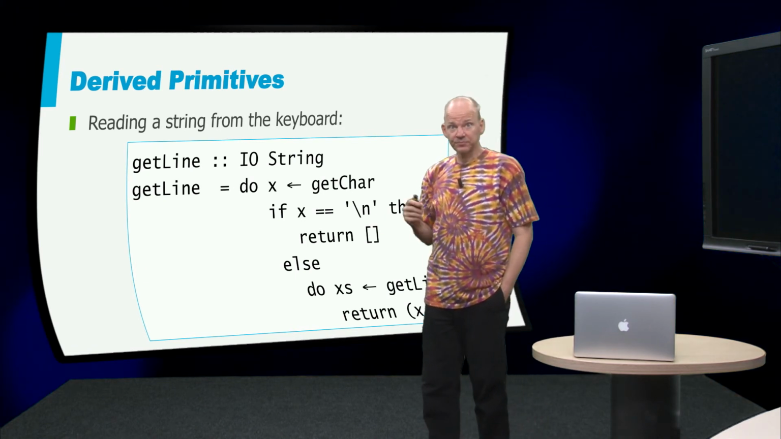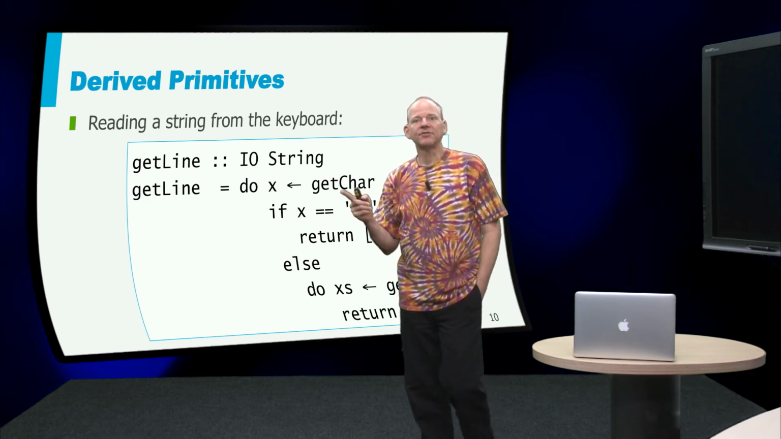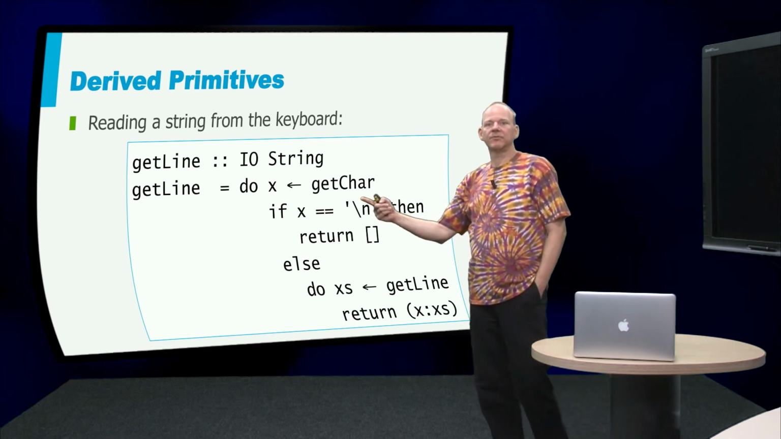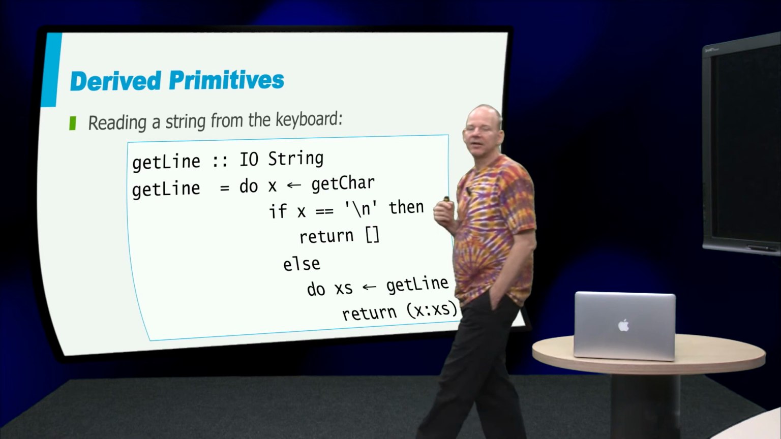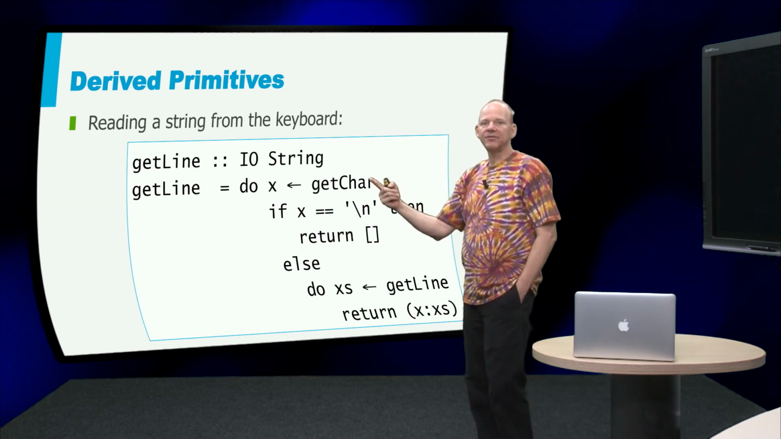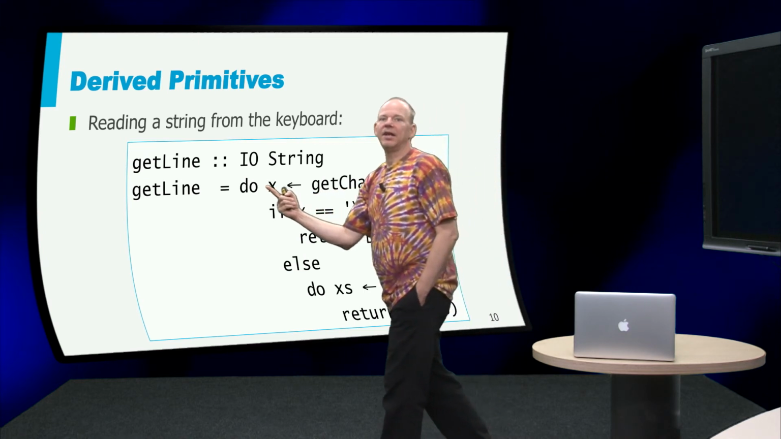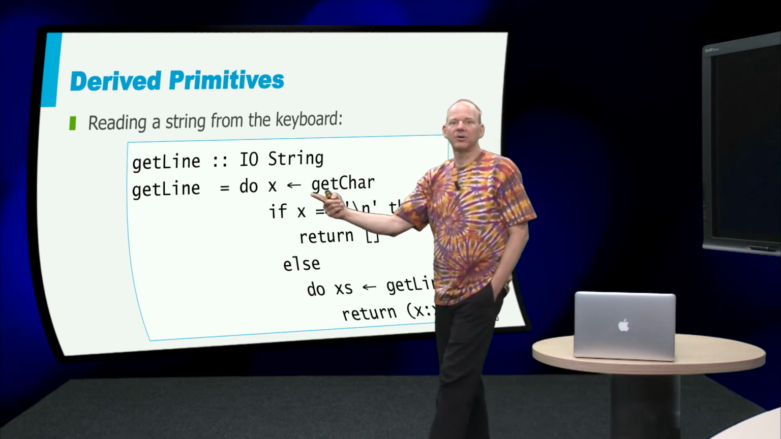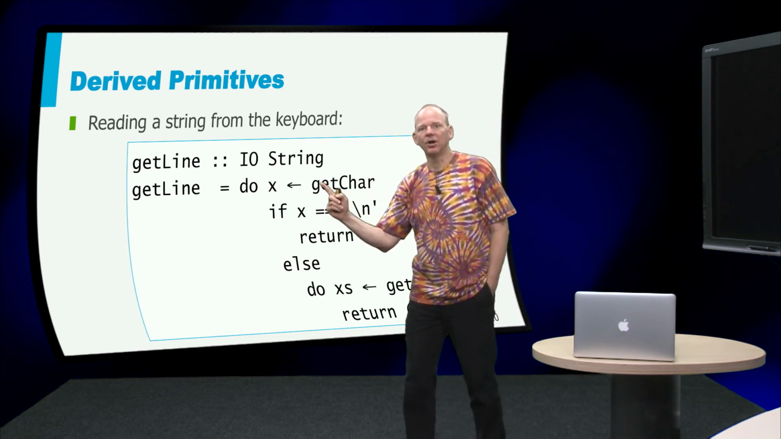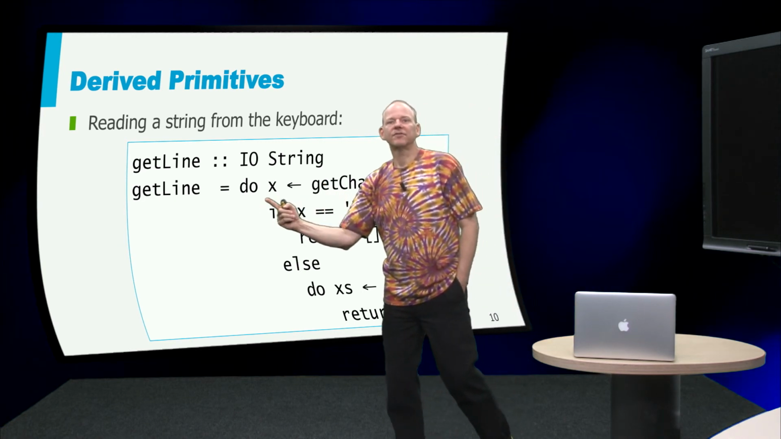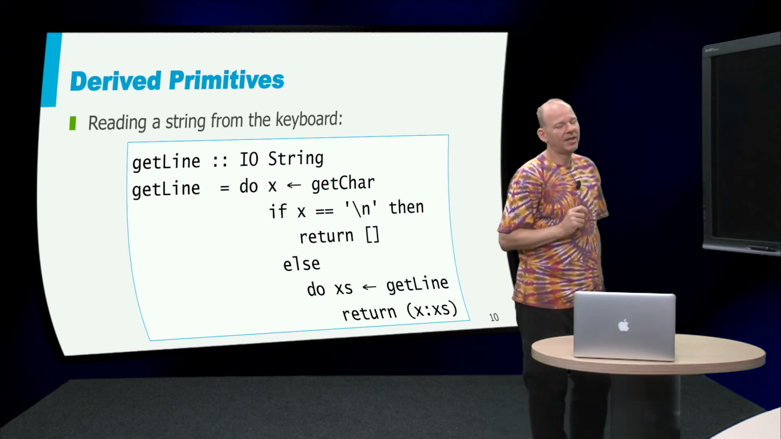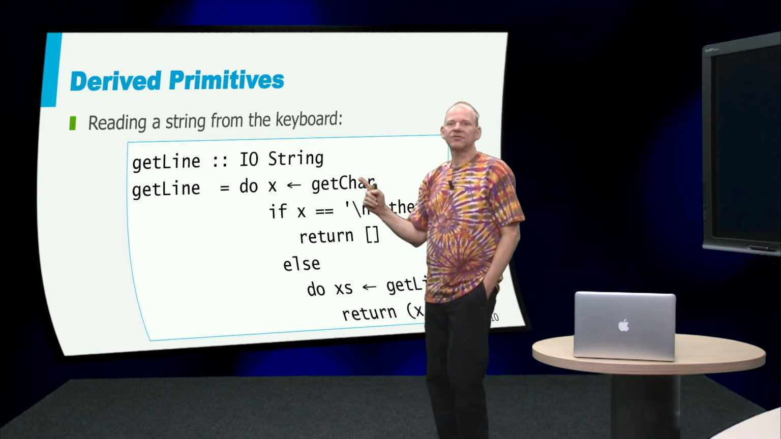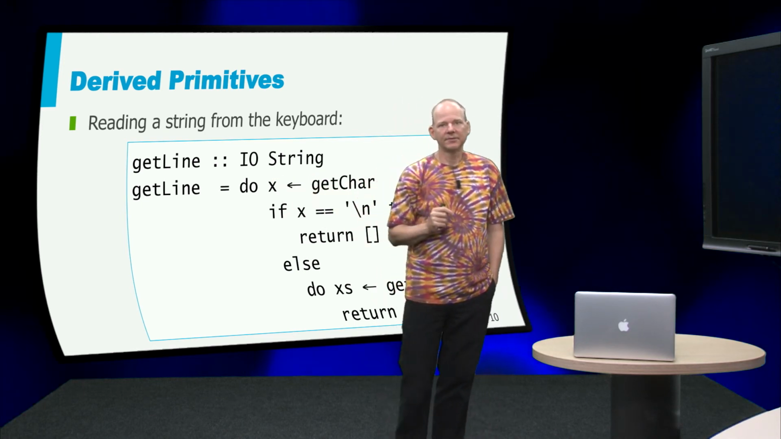We can define a function using getChar that reads a string from the standard input as follows. If we read a character, we call that character x. Notice that getChar has type IO of char, and then x here has type char. So the arrow is very similar to the arrow in generators in list comprehensions. There's an IO of t on the right, and there's a t on the left of the arrow. That's why we use the arrow symbol and not, say, the equal symbol, because the type on this side is different from the type on that side.